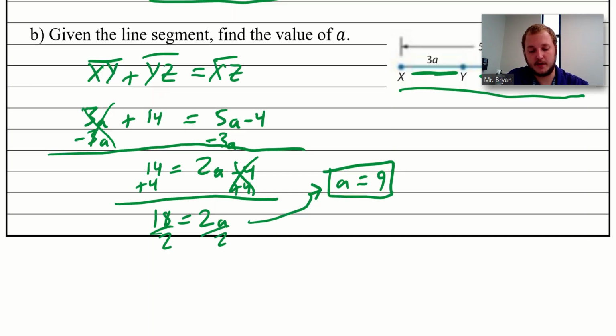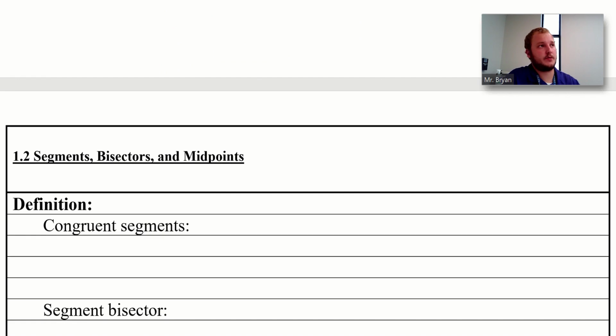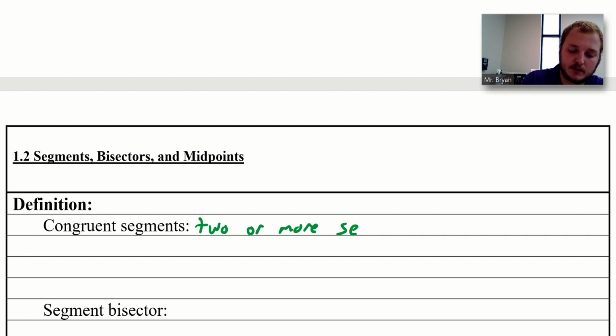Okay, a few other things that we need to talk about as well. Something that we'll see a lot in geometry. Next definition here is going to be congruent segments. Congruent segments. Okay, and congruent segments, if you hear that word congruent, that just means two or more segments that have the same length.